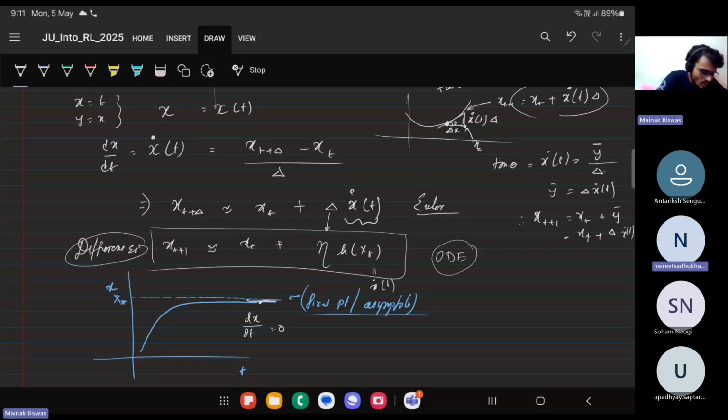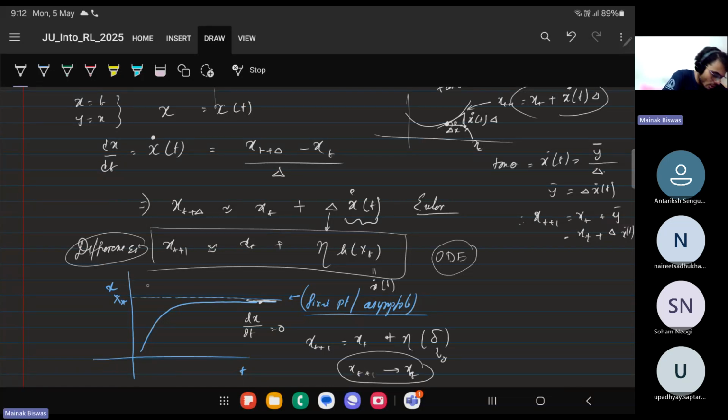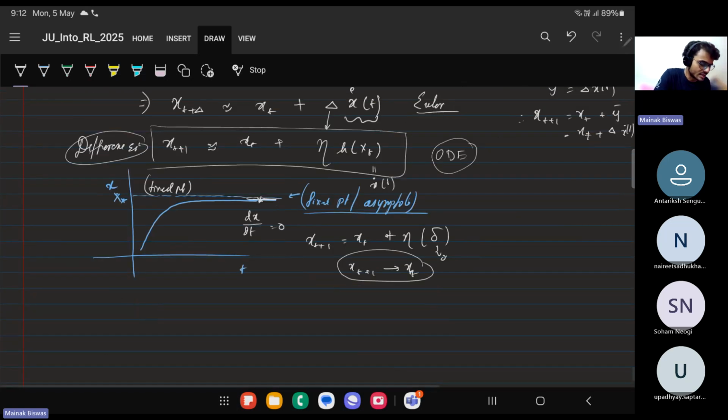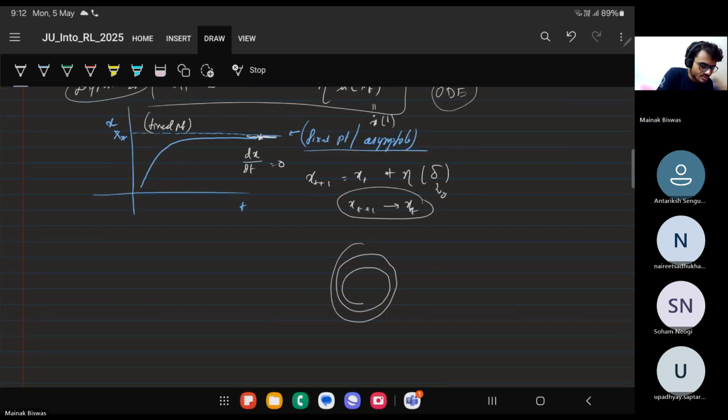Yes. Now x(t+1) is equal to x(t) plus eta into some delta which tends to 0. So you see that x(t+1) tends to x(t). This is called a fixed point. Now this is for an ordinary differential equation. You can have any differential equation which has an asymptote, and you can write it down in this form, and you will have a fixed point that this equation converges to. For example, you can have an equation that goes and converges to this, where the radius keeps on decreasing and you complete a circle, right?